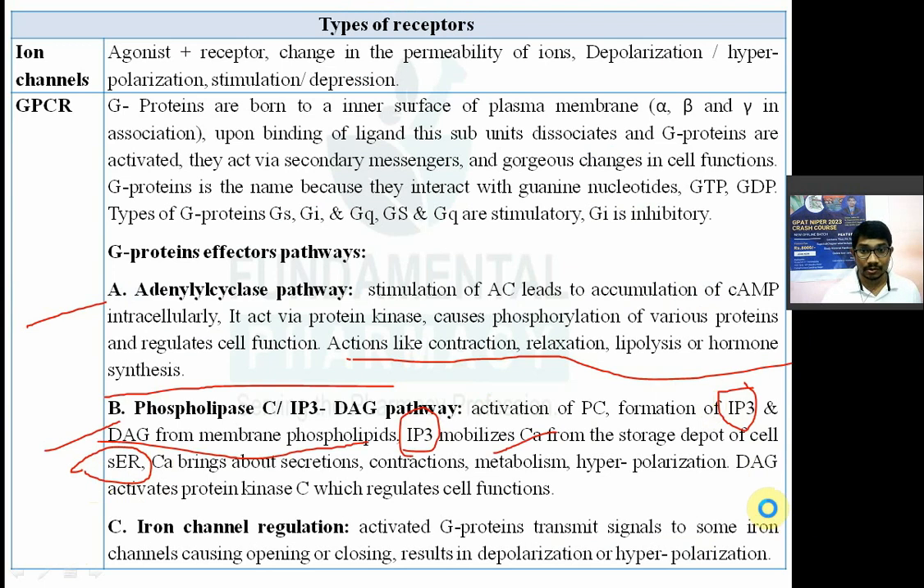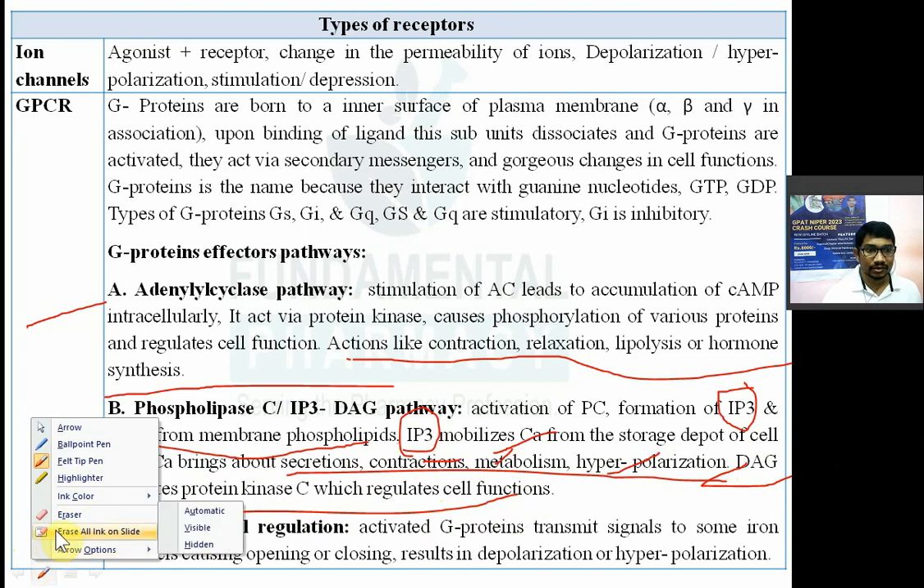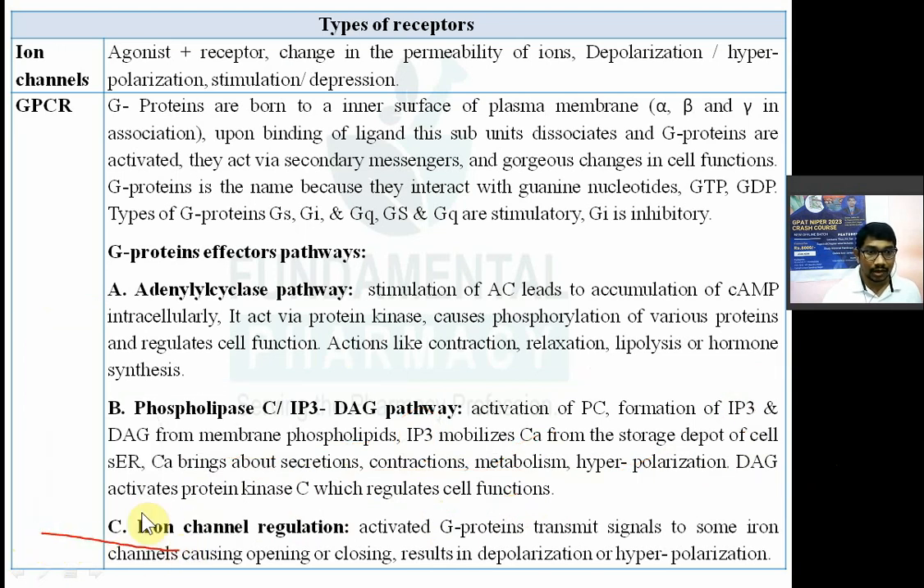increased calcium level in the cytosol will bring about the secretions, will cause contractions or increase in the metabolism or hyperpolarization, right? And जो DAG बनता है diacylglycerol from the membrane phospholipids, it will activate the protein kinase C and which regulates the cell function. Now this is the second pathway. Third pathway is nothing but the ion channels. ये ion है. So ion channels हो गए.